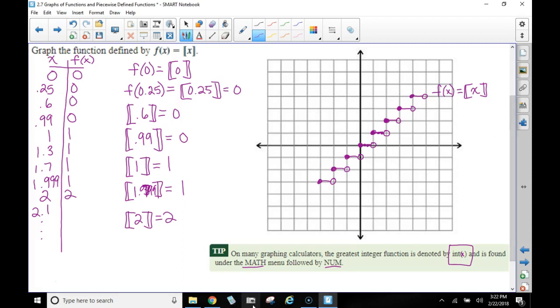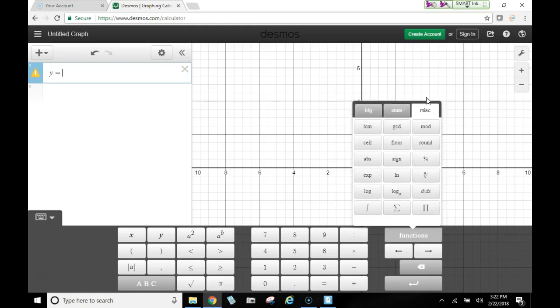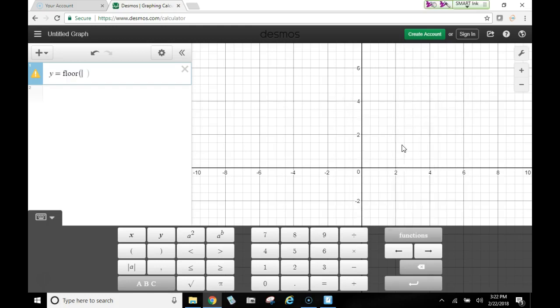Now if you put this into Desmos, if you go to Desmos and say I want to graph y equals, I need to go find that greatest integer function. It's over here in this functions thing under the miscellaneous tab. You've got the trig tab for trig functions, the stats tab for stats functions, and the random function. So you can see that there's the floor right there. And if we're graphing y is equal to the floor of x, you see those steps that come up.